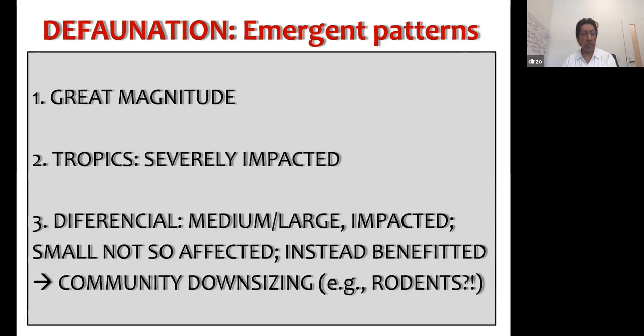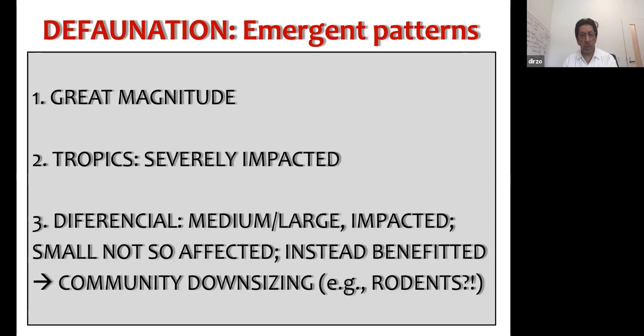Second point, and I illustrated that perhaps a little bit too tangentially, but I can emphasize it now. Deformation is happening everywhere, but it's particularly dramatic in tropical ecosystems. And point number three, perhaps more relevant from the ecological point of view, is that deformation is not homogeneous, but rather it is differential, whereby medium and large animals are more severely impacted, whilst small animals are not so affected and instead are benefited, it seems. This is describing this phenomenon of community downsizing.